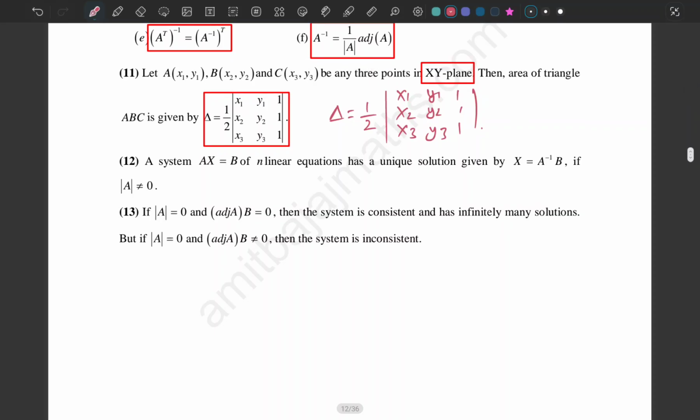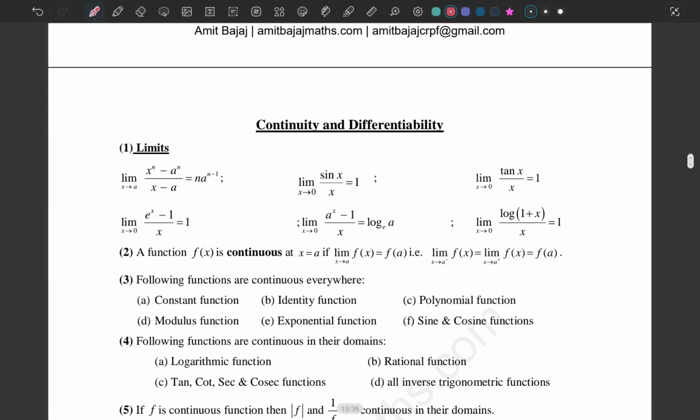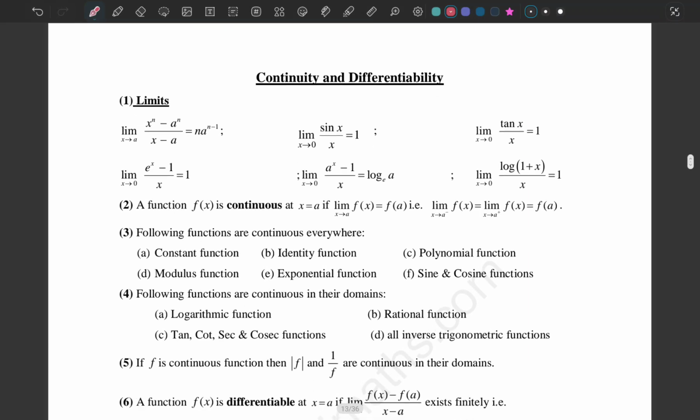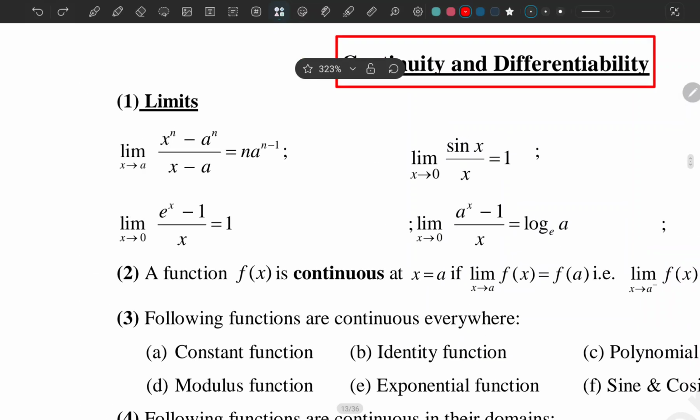Okay. Now we are good to go with the next chapter, that is continuity and differentiability. So successfully we have done our algebra part, and now we are heading towards our calculus part, the very first chapter, that is continuity and differentiability. In the first part, continuity, you have to know a lot of things from limits. That is a chapter in 11th standard. But what are the important limits? Let me tell you that.